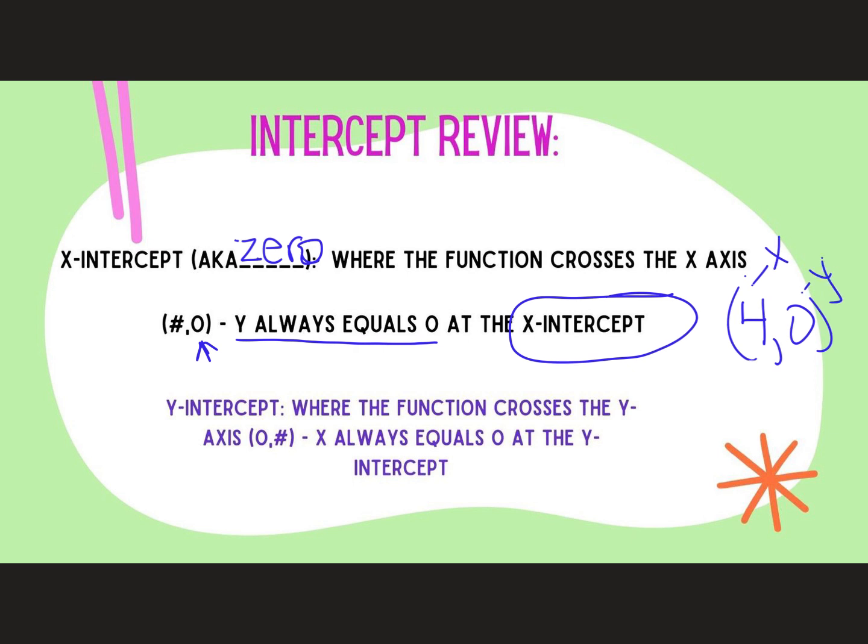On the flip side, our y-intercept is where the function crosses the y-axis. This will always be where x equals 0. X always equals 0 at the y-intercept. There is no other name for y-intercept. It's just y-intercept, but when we look at it in slope-intercept form, you'll see this referred to as your little b value.